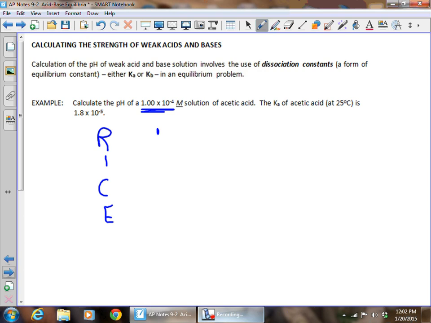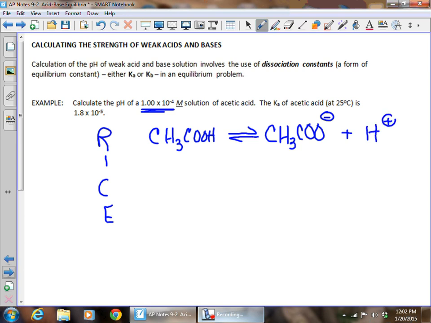If we're dealing with acetic acid, we've got CH3COOH, and it's going to react and form... I'm doing the Arrhenius equation here. You can do either one, Arrhenius or Bronsted. You can include the water if you want to, but remember, water's a liquid, so it won't show up in the equilibrium expression anyway, so no problem leaving it out when you can. So CH3COO minus plus the H plus.